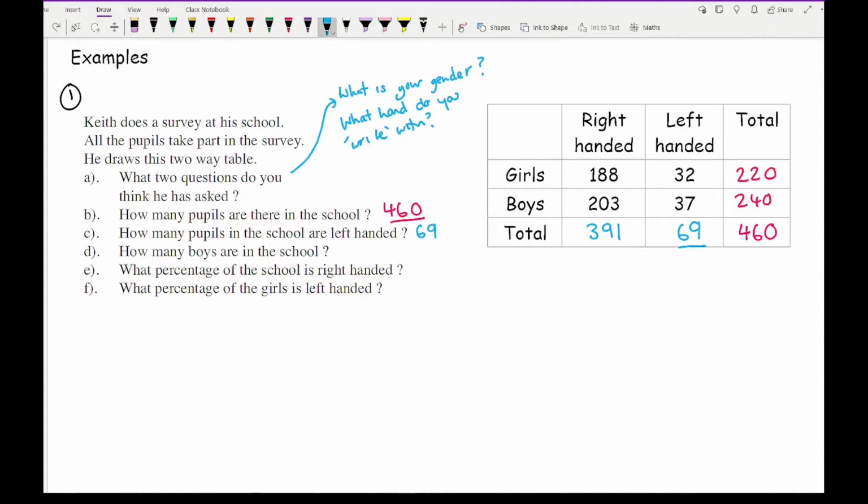For part D, it says how many boys are in the school. Well, that's going to be 240. So let's just use a different color there. So that's going to be 240. And the next question, E, then says what percentage of the school.